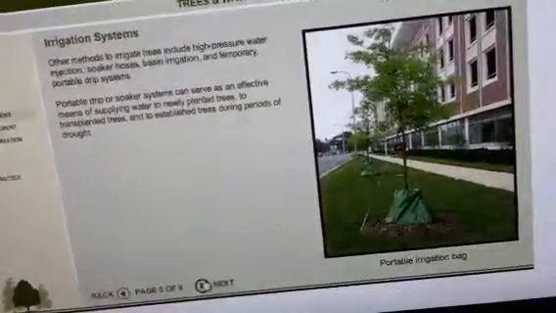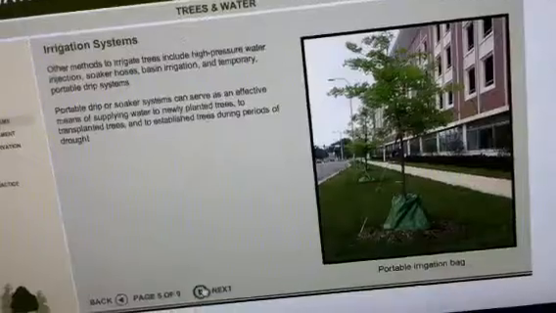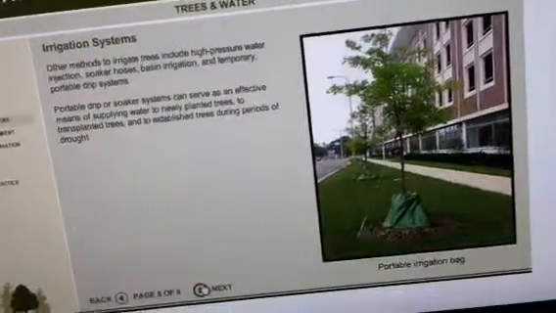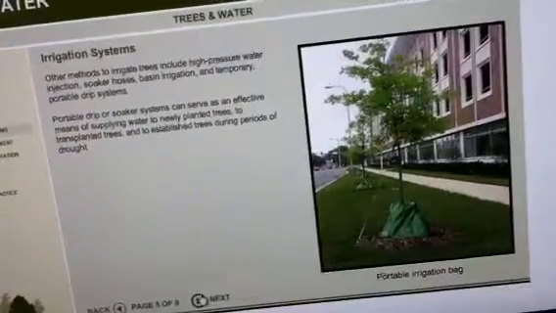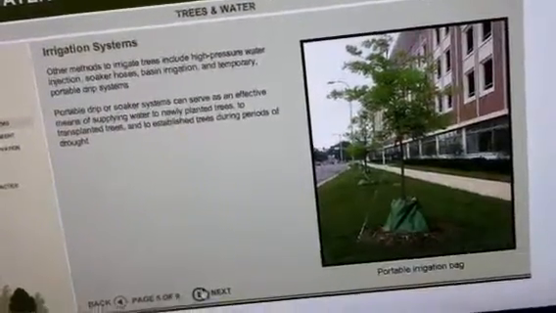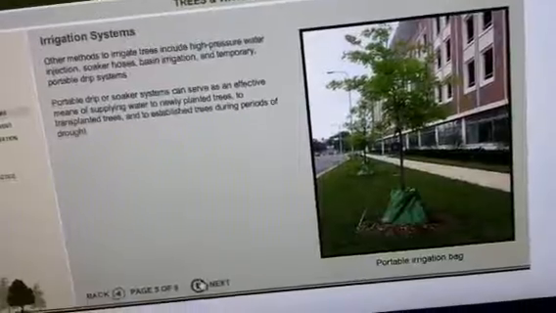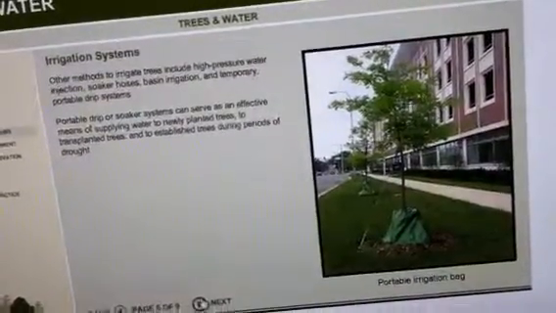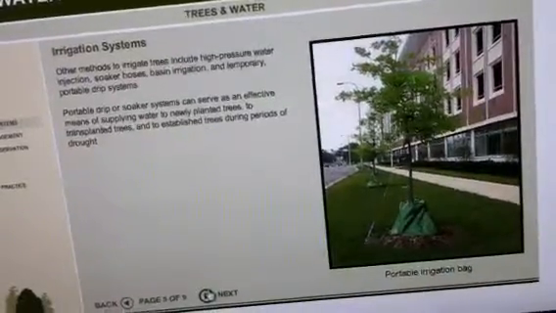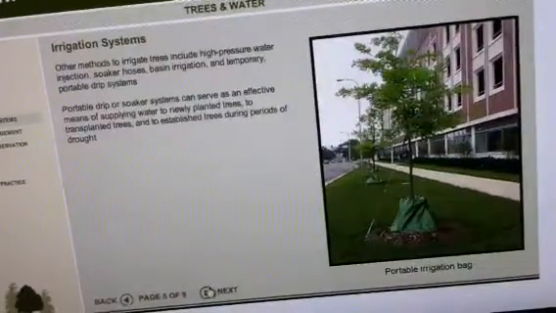Other methods to irrigate trees include high-pressure water injection, soaker hoses, basin irrigation, and temporary portable drip systems. Portable drip or soaker systems can serve as an effective means of supplying water to newly planted trees, to transplanted trees, and to established trees during periods of drought.